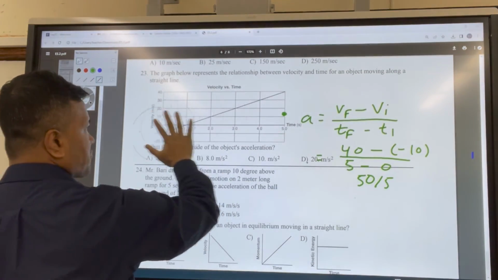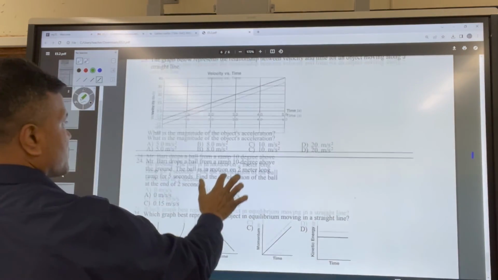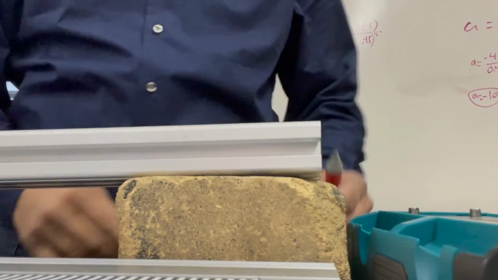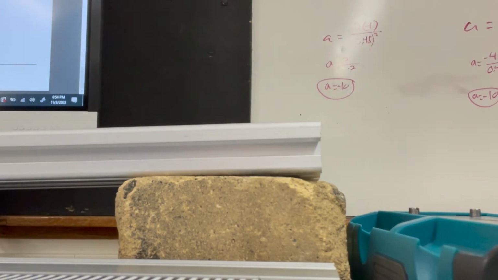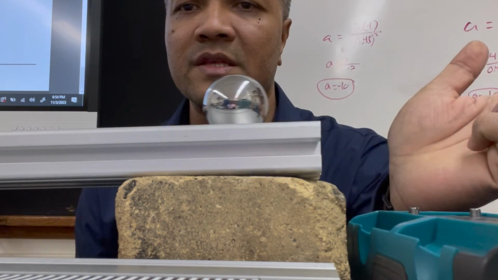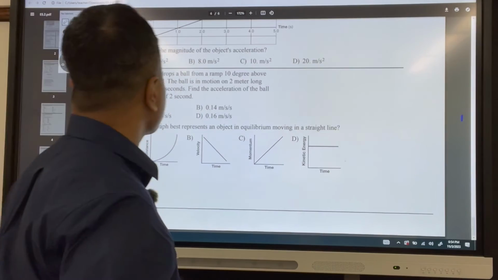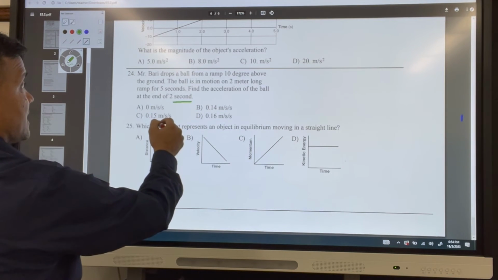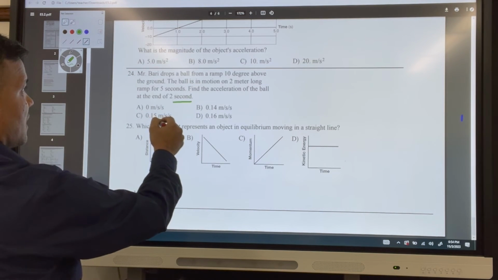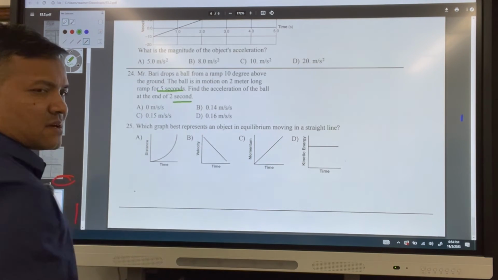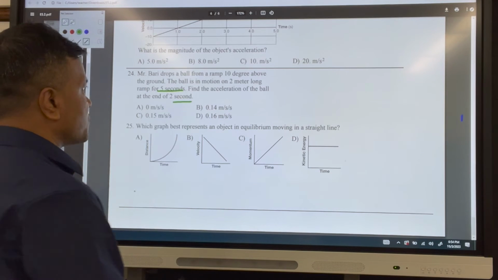Mr. Body drops a ball on a 10 degree ramp. It's a 10 degree angle, but we don't need to find the angle. So I'm going to take the marble and roll this marble like this. It rolls for how long? 2 seconds. And it rolls for how long? 5 seconds. Okay.